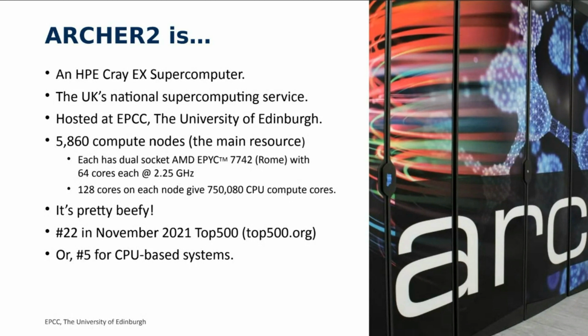For actual work, what does it consist of? What is the resource it provides? Well, its main resource is nearly 6,000 compute nodes. We'll talk a little about nodes and how the system fits together in a second. But just to get an idea of what it's capable of, it has 5,860 of these nodes. Each of these nodes has 2 processors on it, 2 AMD EPYC Rome processors, and each of those has 64 cores. It means each node has 128 cores, and across those nearly 6,000 nodes, that means we have 750,080 CPU compute cores.